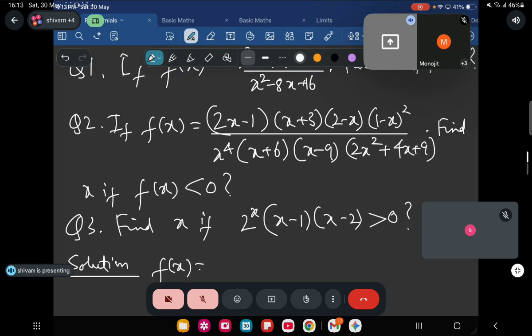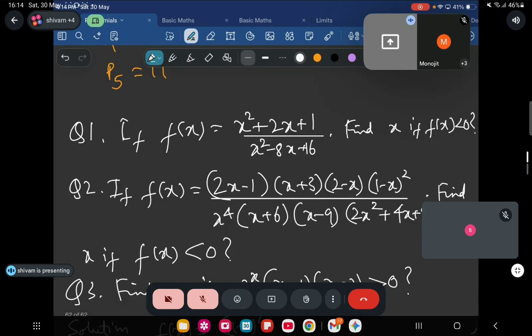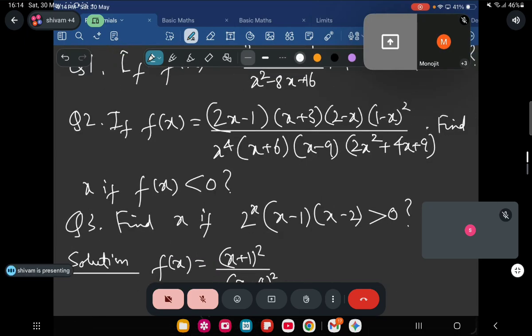So f of x will be equal to x plus 1 whole square upon x minus 4 whole square. Right, tell me everyone. Are you people getting? It's a perfect square. Can it ever be less than 0? No. So x belongs to null set. Right, are you people getting? It can never be less than 0. Sharita, are you getting? Arman, are you getting?